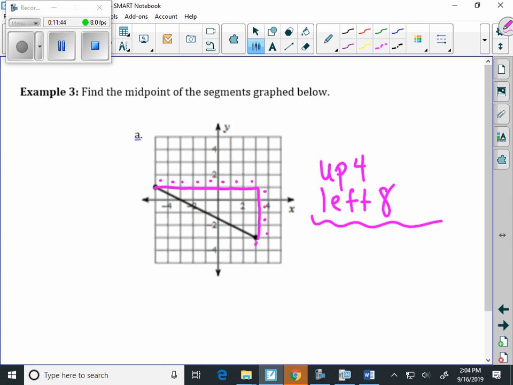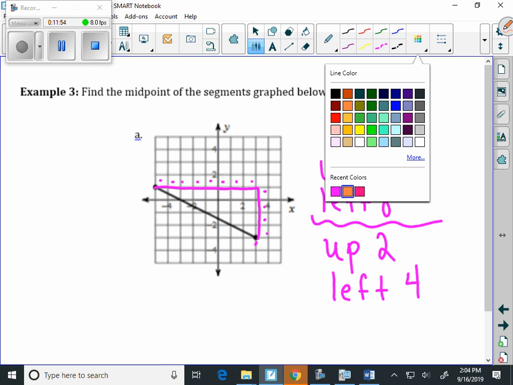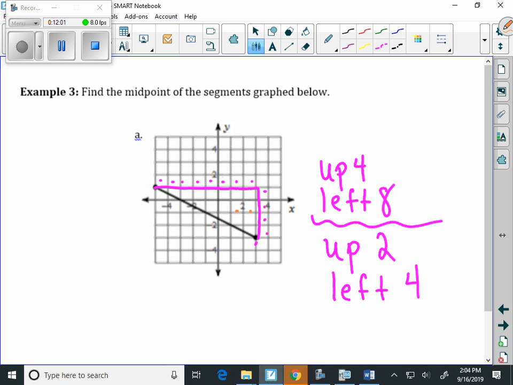So for the midpoint, now we're going to go up 2. We're going to go left 4. So now we're going to count from the lower point up 2, and then 1, 2, 3, 4. Gives us this value right there. Then identify what that ordered pair is. Well, that ordered pair, we went left 1, and we went down 1. Our midpoint is negative 1, negative 1.